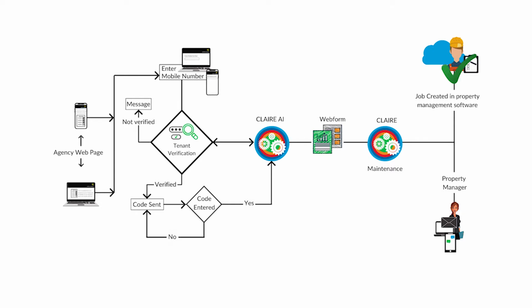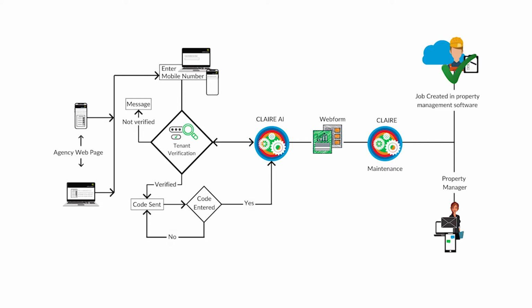From there, Claire picks up the maintenance, understands what's going on, understands how to do the maintenance task, gets all the information required, assigns the job in the property management software, and then sends it out to the property manager to have a look at if they need to, and sends it back to the tenant, as I said before.